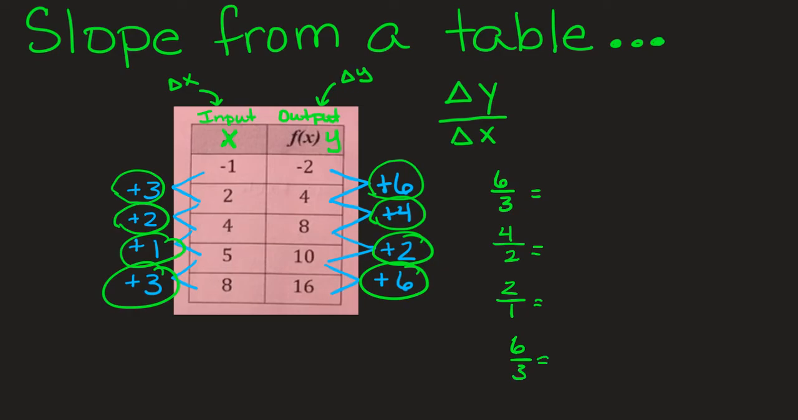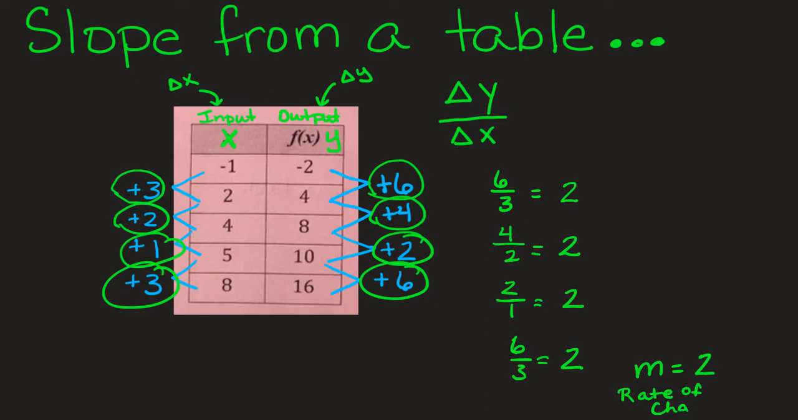And I know you're smart, so 6 over 3 simplifies to 2. 4 divided by 2, or 4 over 2, equals 2. 2 over 1 is the same as 2. 6 over 3 is 2. So m, or our slope, equals 2, which is also rate of change, don't forget.